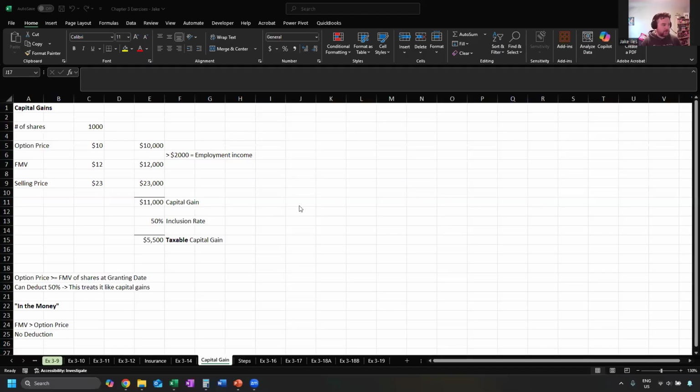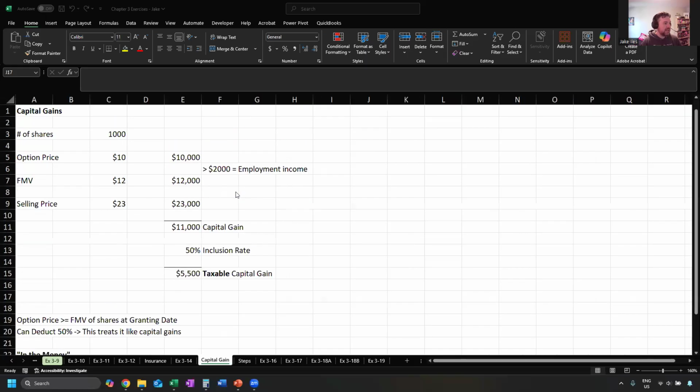So when we deal in stocks, we are concerned with capital gains. So capital gains are what did we pay for a stock, and then eventually what we sold them for. That's the capital gain, and that's only included 50% in income, standard capital gains. The thing is, we got a discount, we got a benefit on our stock price because of our employment.